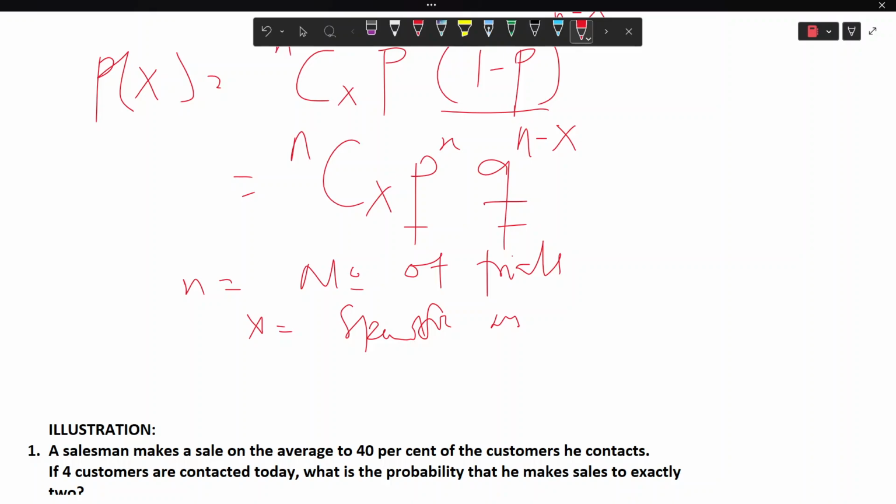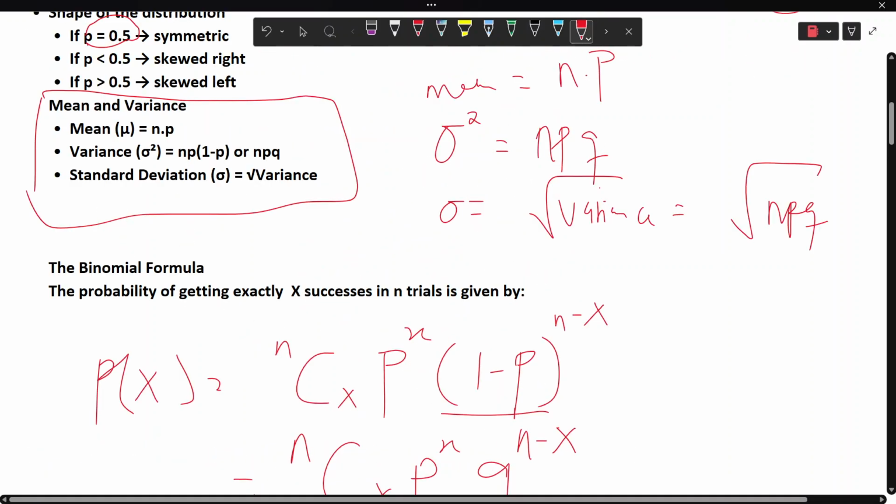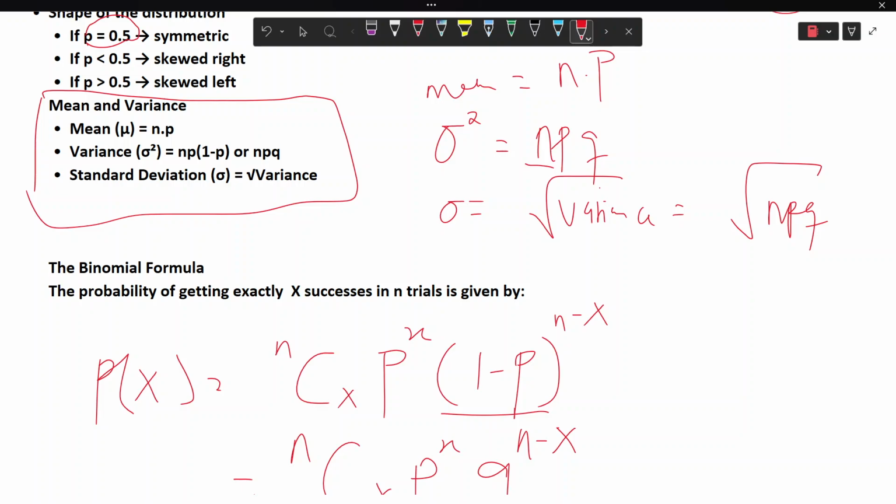Also note that in binomial distribution, the variance is always less than or equal to the mean. But there are exceptions. The only time the variance will be greater than the mean is when the probability of success is greater than 1 or is equal to 0.